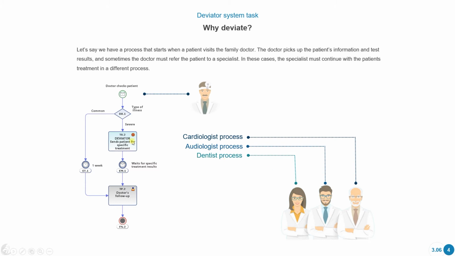So let's say the flow was sent to the dentist process. The dentist is giving the patient a certain treatment, and when it's finished, all the information and the flow is going to go back from the dentist process back into the source process. So after a week, the doctor can follow up with the patient. So this would be an example of how we can communicate between different processes.